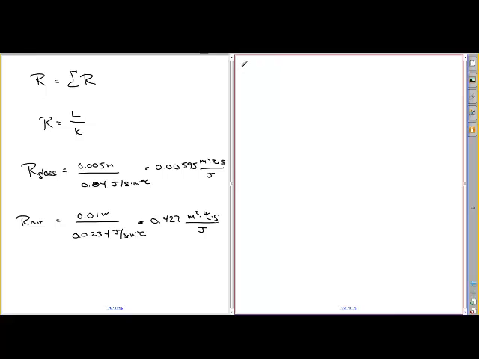Okay. Now that we have those, we can say the total R value is going to be equal to 0.00595 times 2 plus 0.427 times 1, and I get R is equal to 0.546, and the units are meter squared degree C second per joule. Again, the heat transfer rate is A times delta T over R.